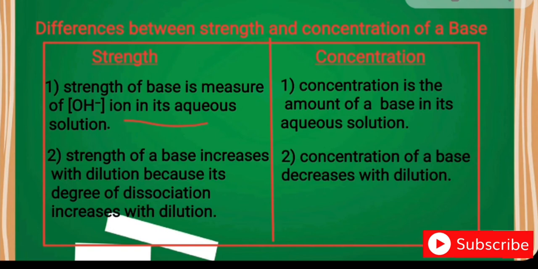But what is the concentration? Concentration is that amount of base present in its aqueous solution. Strength of the base increases with dilution because degree of dissociation increases with dilution. If you put more water, there is more tendency for the base to dissociate to produce more OH minus ions. If the base produces more OH minus ions, the strength of the base increases. Hence, strength of the base increases with dilution.